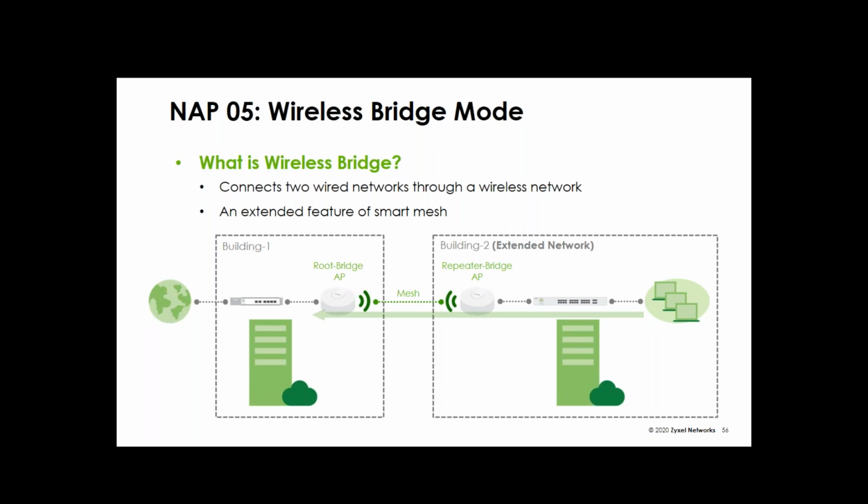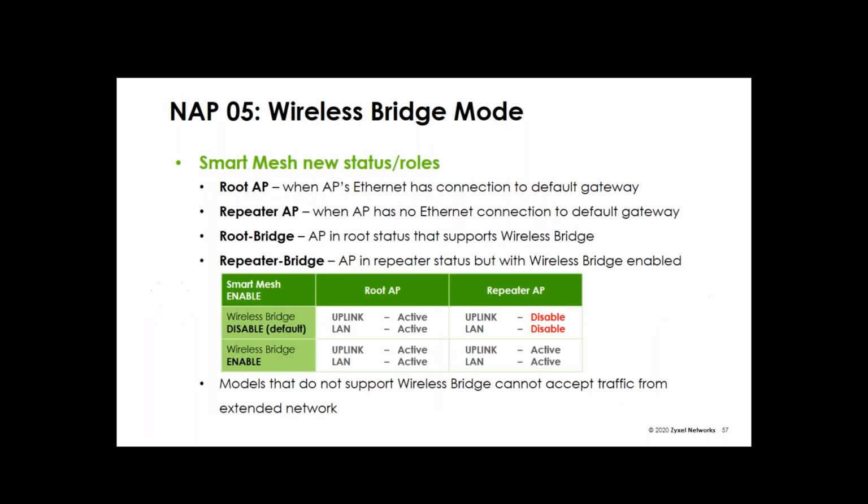And as it says here, basically it's an extension of Smart Mesh. Obviously people that have used USGs and NXCs with bridge mode will understand what this is, but now it's come over to Nebula. There are a whole bunch of rules in terms of which is the root access point, which is the repeater, so on and so forth. So these are basically in this table here.